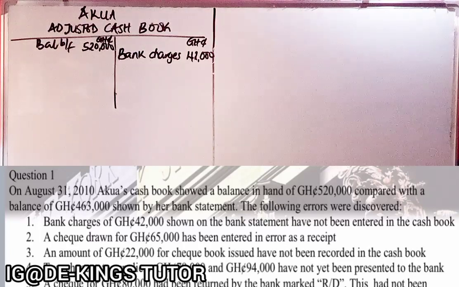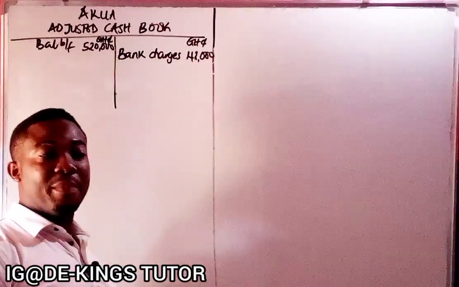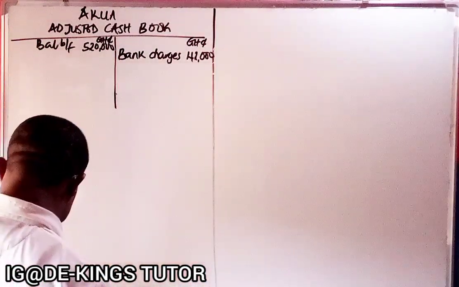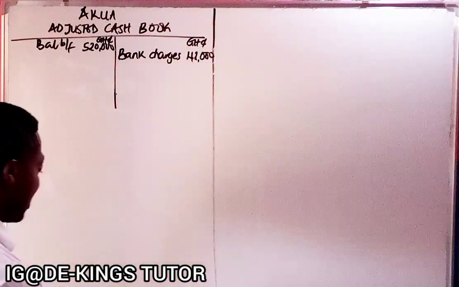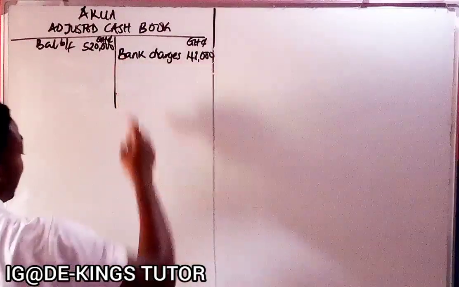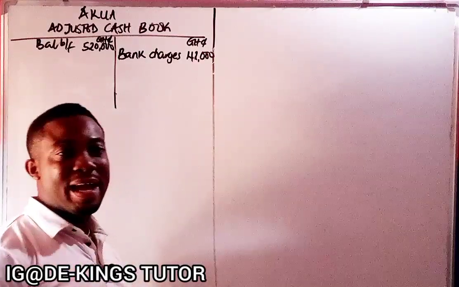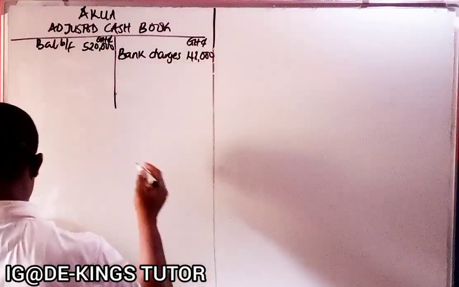The second one said a check drawn for 65,000 had been entered in error as a receipt. Probably they previously recorded it as a receipt. So we have to correct it. Correcting it means that it has to be multiplied by 2, so that it corrects the amount and also reflects where it is supposed to be posted. So that's the second one, the check drawn.